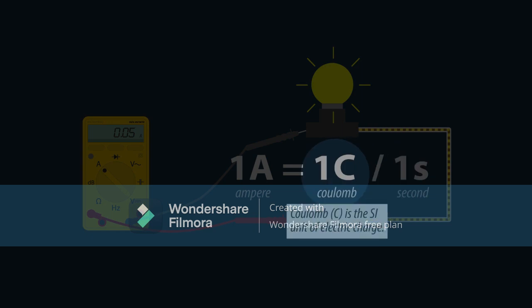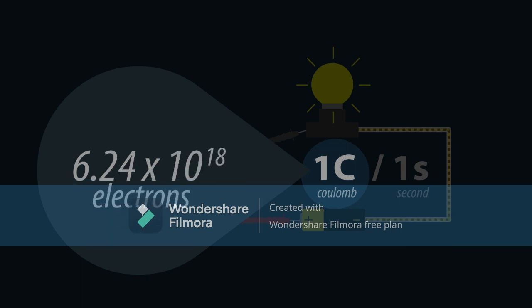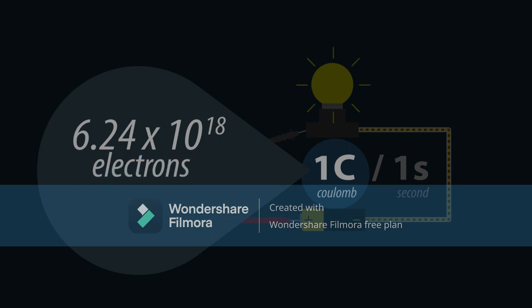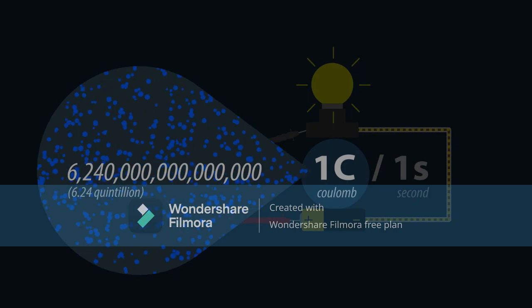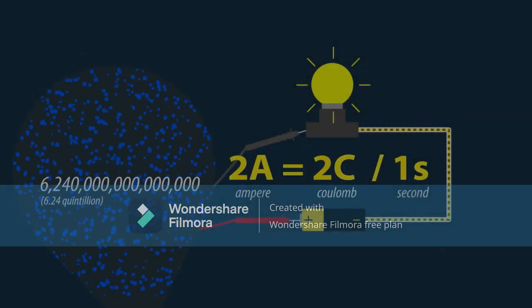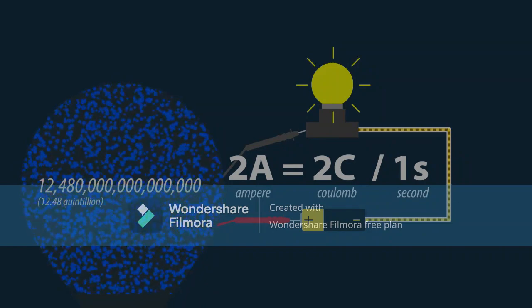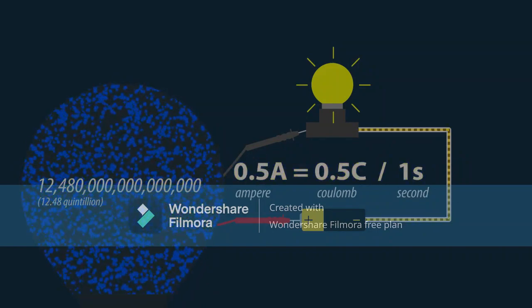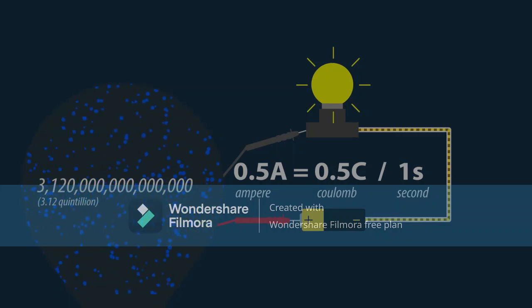1 coulomb is the unit of electric charge, which is carried by approximately 6.24 times 10 to the power of 18 electrons. That's 6.24 quintillion electrons flowing past a certain point every second. 2 amps is double that number of electrons flowing past every second. 0.5 amps, or 500 milliamperes, is half that number of electrons per second.